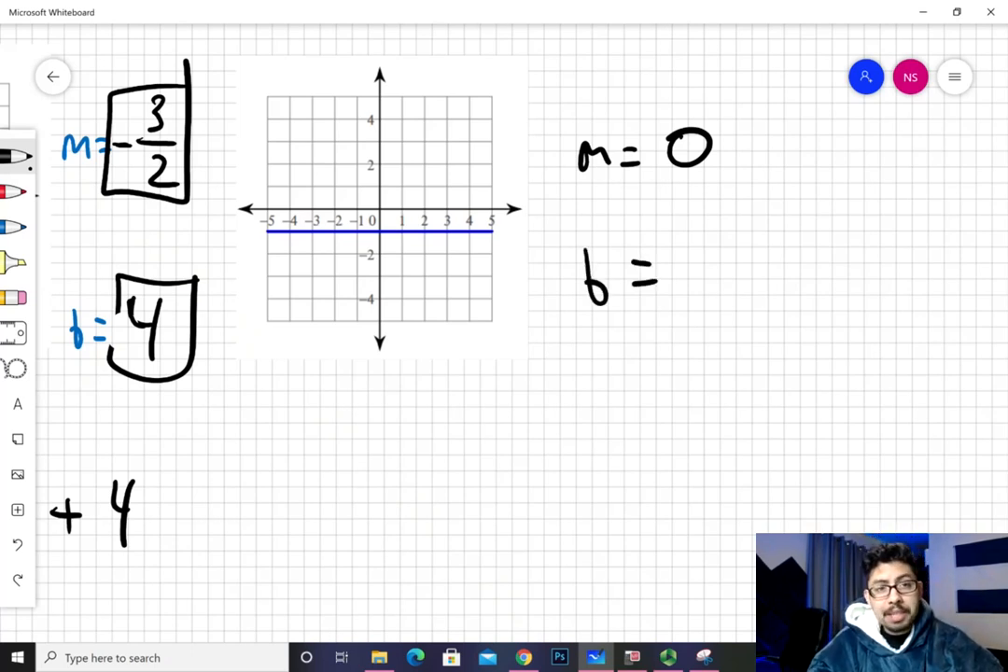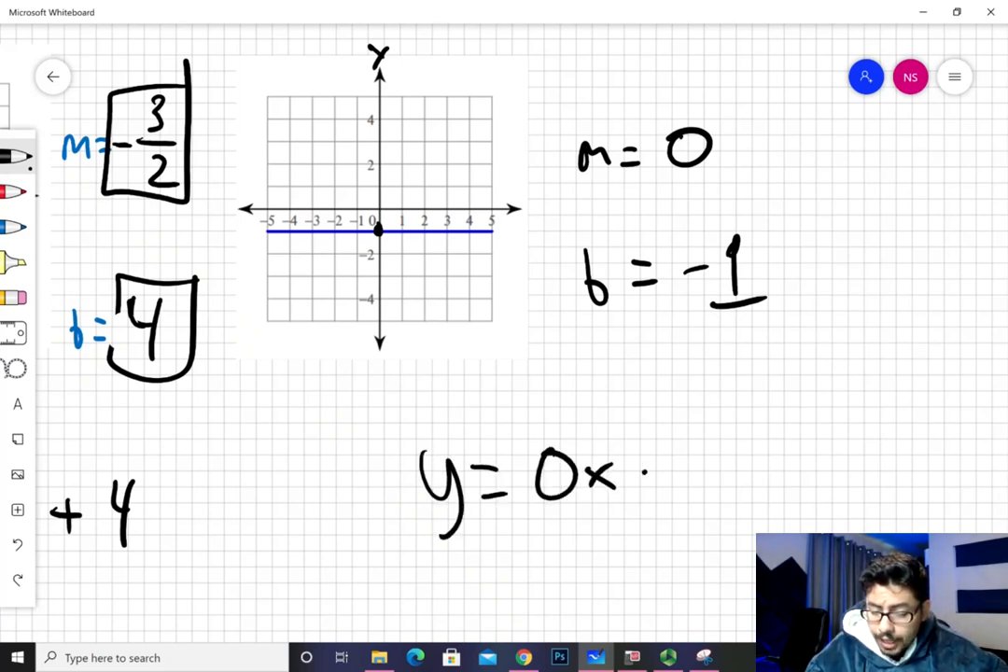Only thing you need to look for is B. When does this line touch the y-axis? In this case, at -1. So what do we do here for the final linear equation? You're not wrong if you do y equals 0x minus 1.